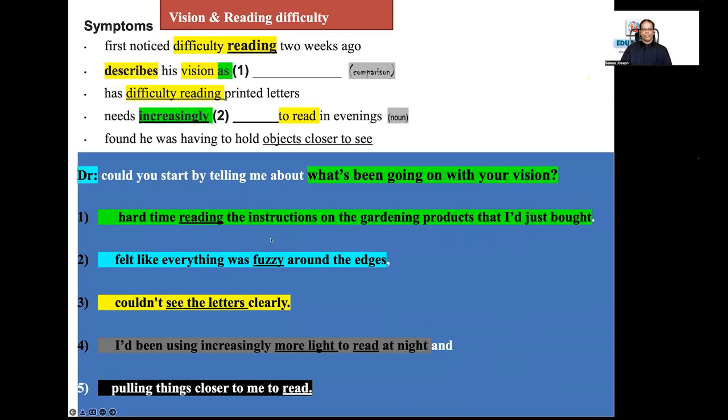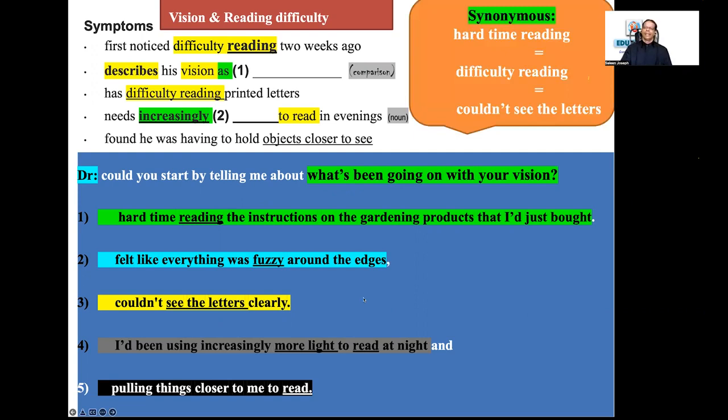What's been going on with your vision is the side heading, no? What are the symptoms mentioned in what's been going on with your vision? Hard time reading the instructions on the gardening products that I had just bought. See, difficulty reading printed letters. I'll show you. Felt like everything was fuzzy around the edges, couldn't see the letters clearly. Had been using increasingly more light to read at midnight and pulling things closer to me to read. So what's been going on with your vision? These are the 5 things, one after another, explained in the first portion of the audio. Okay. And as we get back to this one, I'll show you how the paraphrasing is being used.